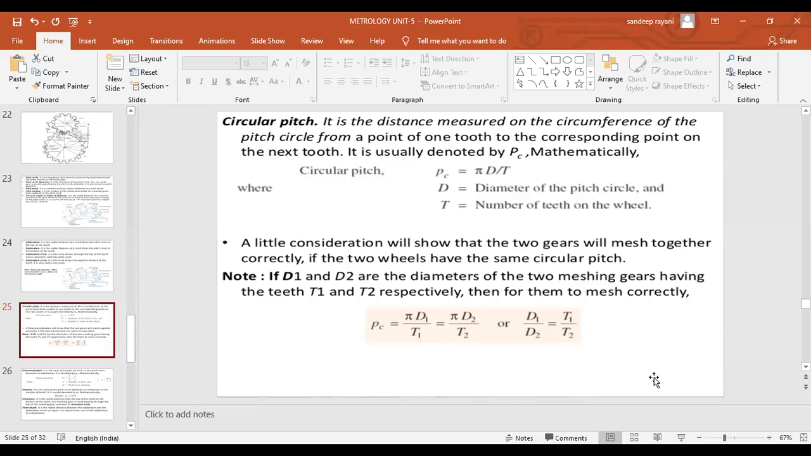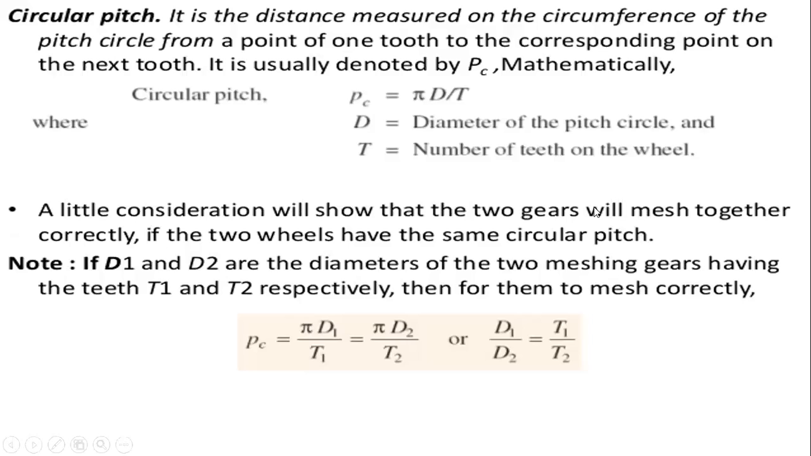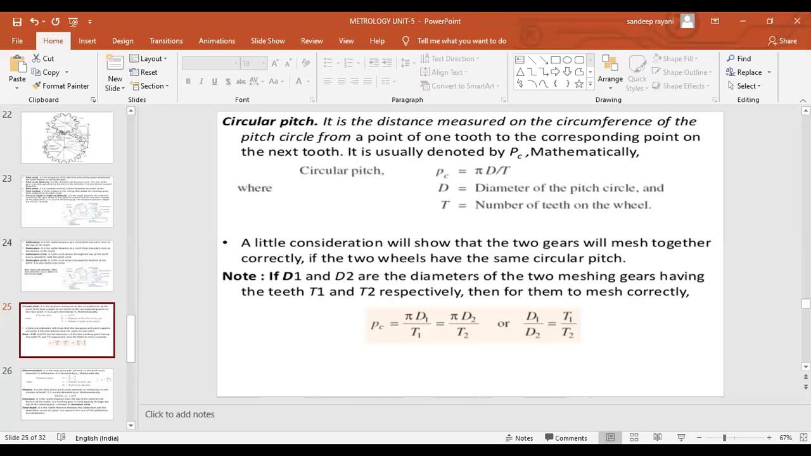And a little consideration will show that two gears will mesh together correctly if the two wheels have the same circular pitch. So the two gears are going to mesh with the same circular pitch.